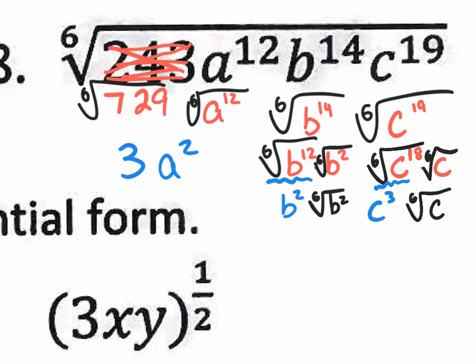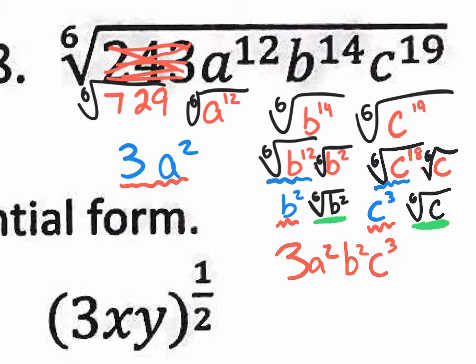So here's our answer, 3a squared, let me write it, 3a squared, and then I also have the b squared, and I also have a c to the 3rd, and now what I'm going to do is write my radicals, the 6th root, I'm going to write them together.